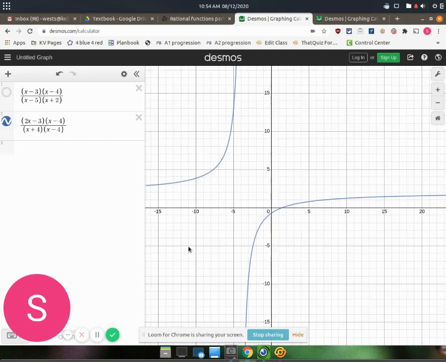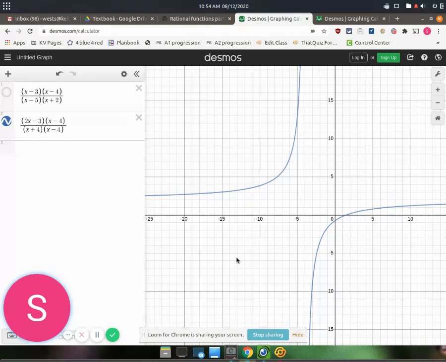Okay. All right, so here's your graph. Our only x-intercept is right here at 3/2, which is 1.5. We see our y-intercept is at negative 3/4, like we said.